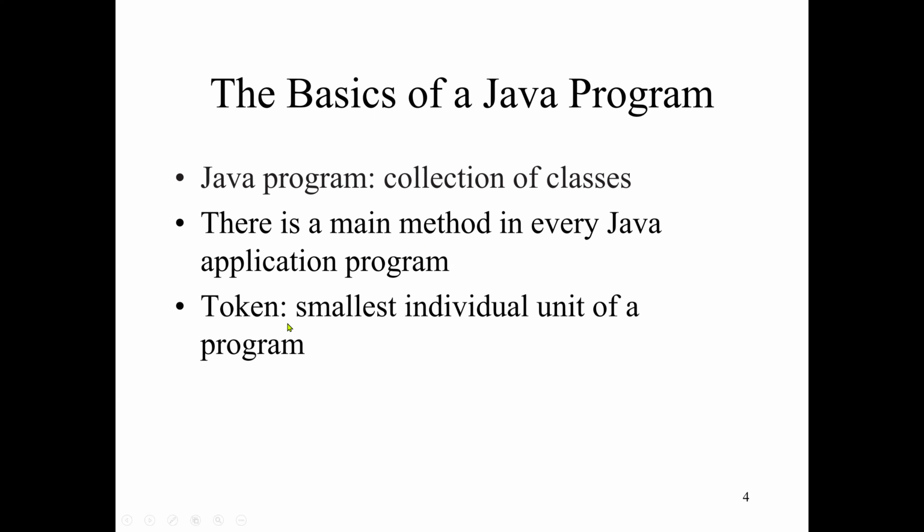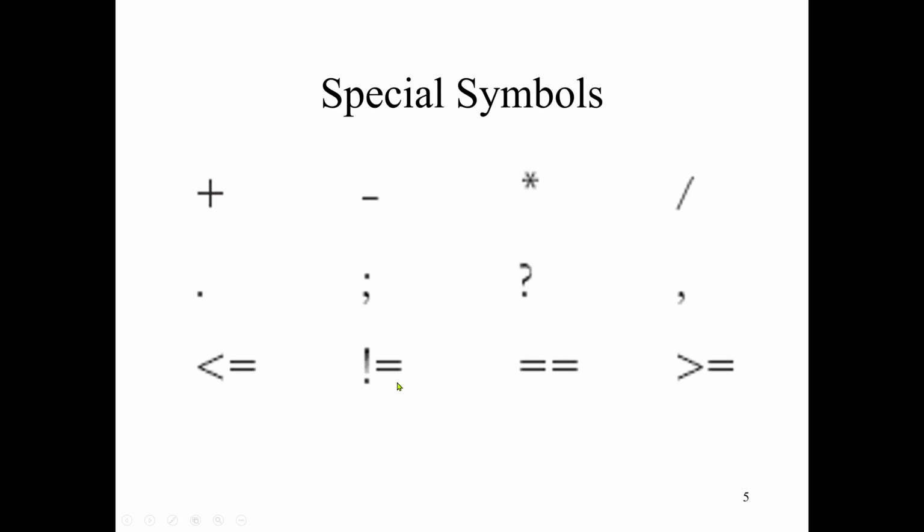So the term token is the smallest individual unit of a program. And we shall see a few examples here. So these are special symbols. They can also be called tokens. We have addition, minus, multiplication, division. We have a period, semicolon. We have a question mark. We also have a comma, and then relational operators: greater than, equal equal, not equal, and less than or equal.